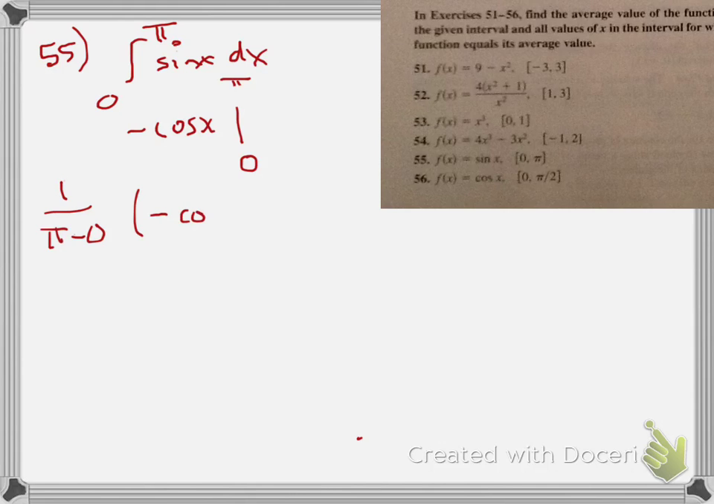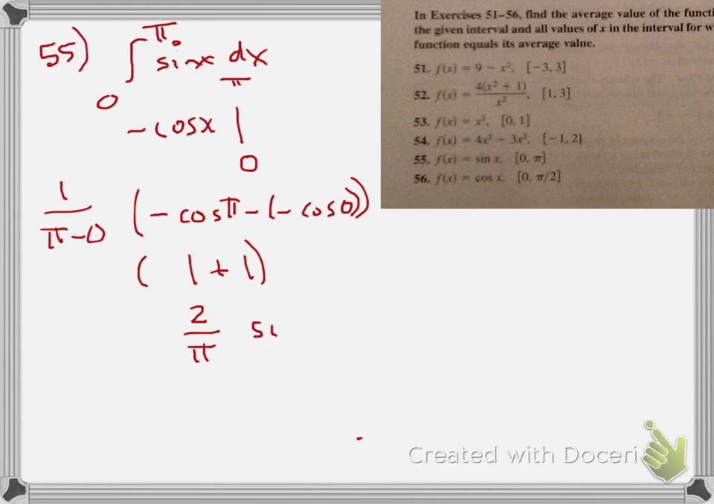So negative cosine of pi minus negative cosine of 0. Cosine of pi is negative 1. Negative negative 1 is 1. Plus cosine of 0 is 1. So the average value of the function is 2 over pi.